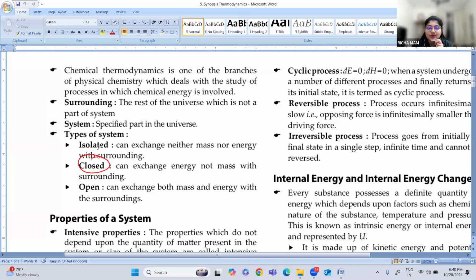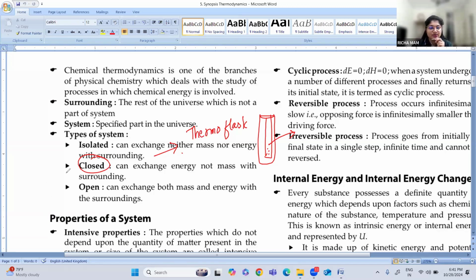Isolated means it can exchange neither mass nor energy. What can be an example of an isolated system? Thermoflask. Inside the thermoflask, if you keep water, it will remain the same as it is. It does not change with the surrounding. So isolated system can exchange neither mass nor energy with the surrounding.